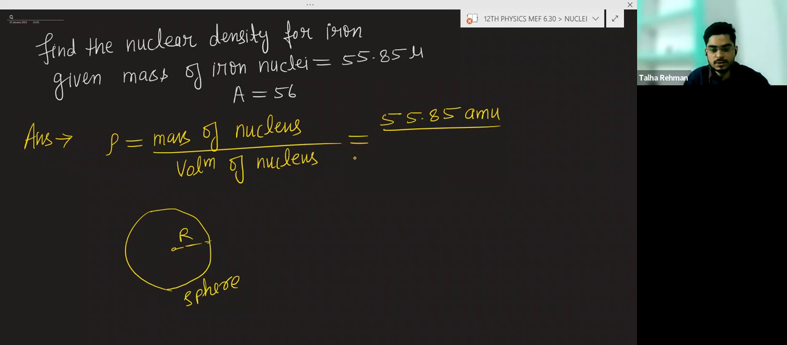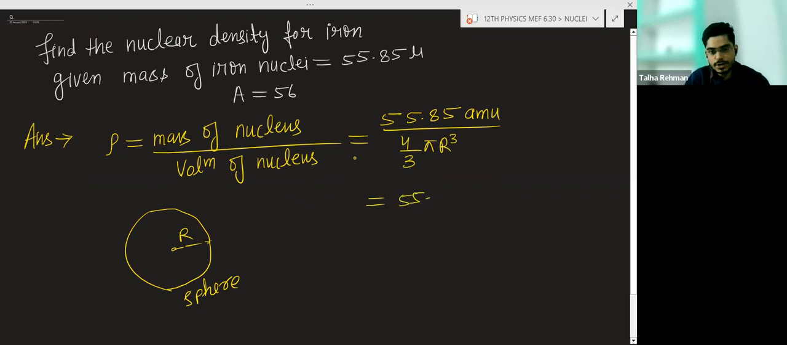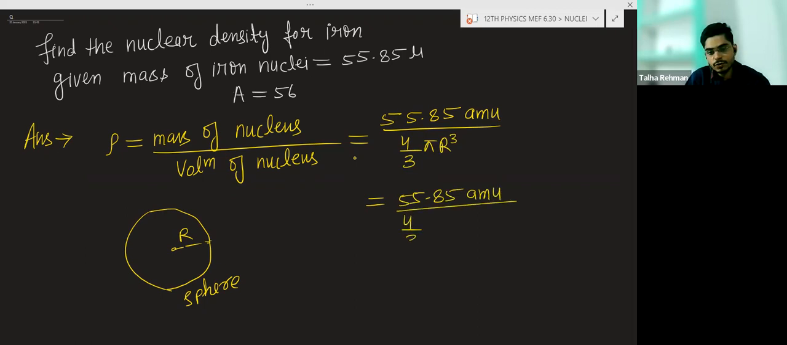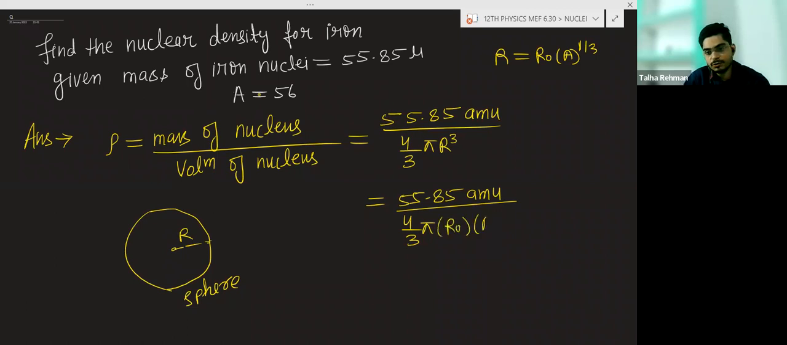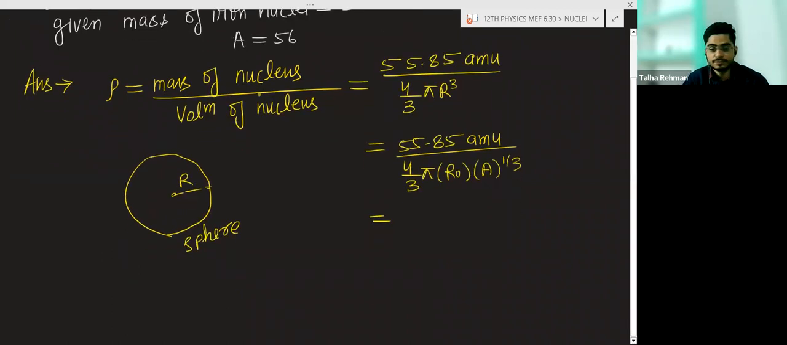So you can write, volume of the nucleus is 4/3 pi R cube. So from here you will get 55.85 AMU divided by 4/3 pi. What is the formula for R? R is equal to R naught A to the power 1/3. So we have a value of A, so we can write R naught multiplied by A to the power 1/3. Put all the values, you will get the answer.